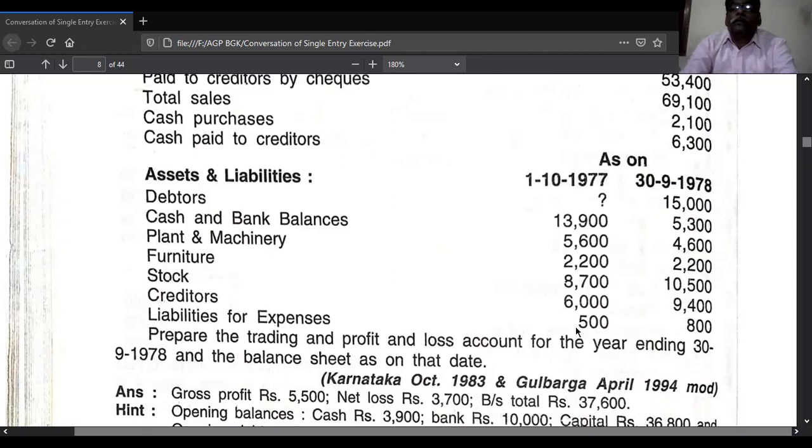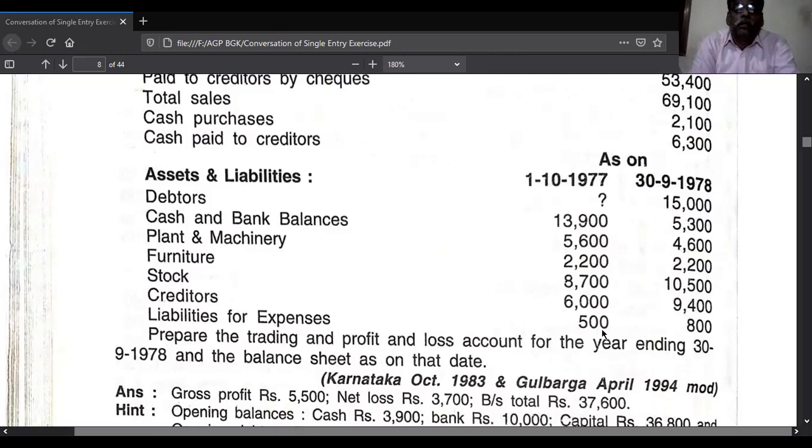Liability for expense: opening statement of affairs, closing balance sheet, and it is to be adjusted in the P&L account. Opening is called the previous outstanding. Closing is called the current year outstanding. So the previous year outstanding is to be deducted, and the current year outstanding is to be added.